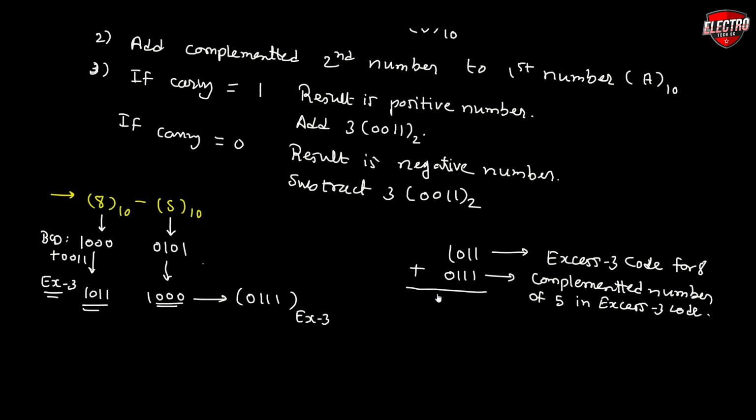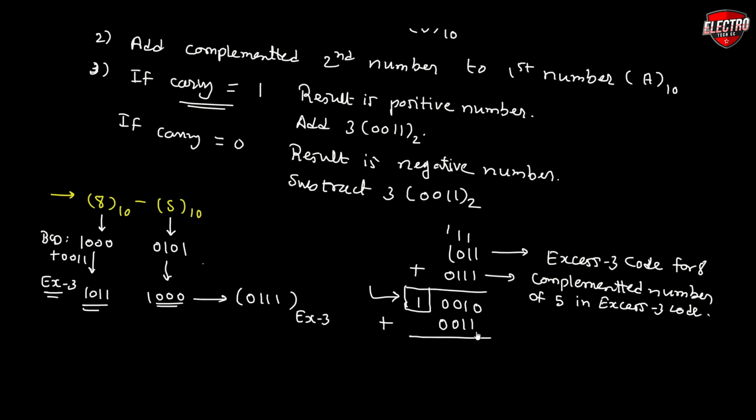If we add both of these numbers, we get 1 plus 1 is equal to 0 with 1 carry. In the next column, 1 plus 1 plus 1 gives 1 with 1 carry. Then 1 plus 1 is 0 with 1 carry, and 1 plus 1 is 0 with 1 carry bit. So we get 1 extra carry bit in the final sum. Now the third step: if the carry bit is equal to 1, then the result is a positive number, and we have to add 3, or 0011, in the final summation.